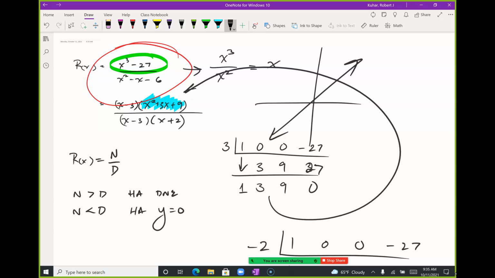Because it'll look like 1 over x or 1 over x squared. And if the numerator power is equal to the denominator, we get a horizontal asymptote of the leading coefficient of the numerator over the leading coefficient of the denominator. And we did one like this already. We did a bunch like that already.